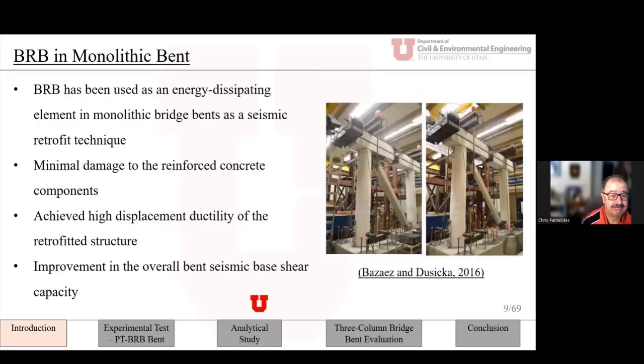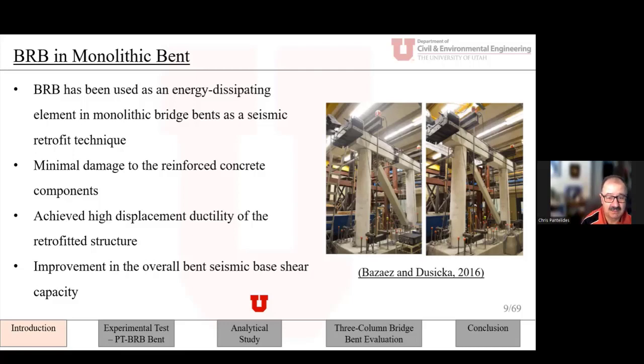Now, these buckling restraint braces have been used in monolithic bents, mainly for retrofit. So here is an example by Bazaez and Dusicka, who did an experiment with the diagonal buckling restraint brace, as you can see here. And of course, they observed minimal damage to the reinforced concrete components and achieved high displacement ductility of the retrofit structure and improved overall the seismic base shear capacity.